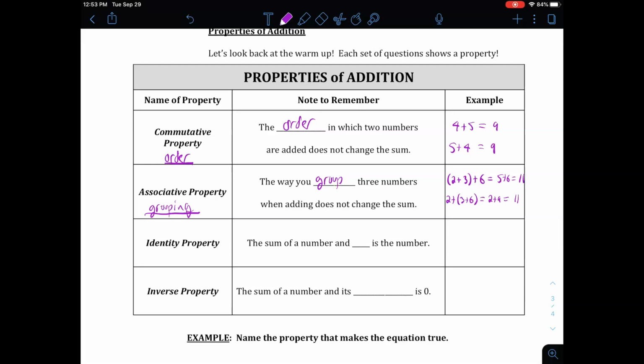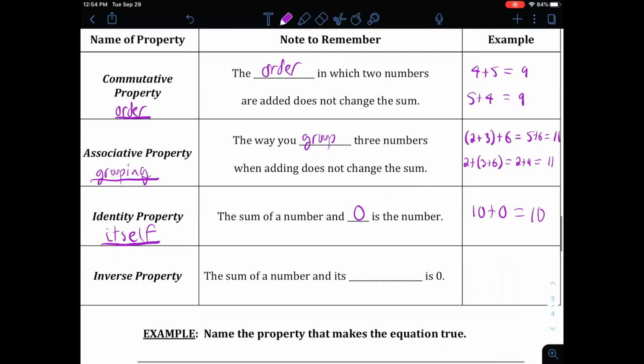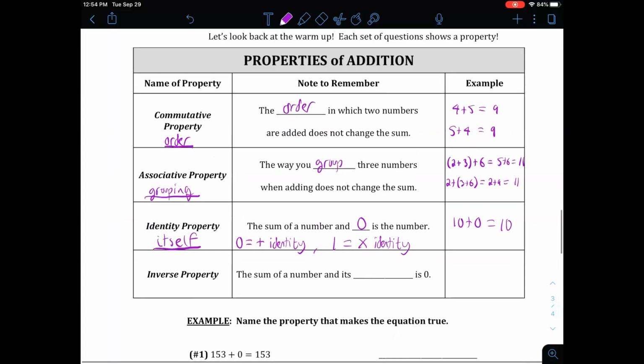All right, identity property, the sum of a number. So we had, for example, 10 plus 0 equals 10. So the sum of a number, and which number is the number? It's going to be 0. So the word I want you to write down for identity property is itself. It's going to be itself. And 0, right below here, if you have room here, equals the addition identity. And 1 equals the multiplication identity. Okay, we'll talk about the multiplication identity later.